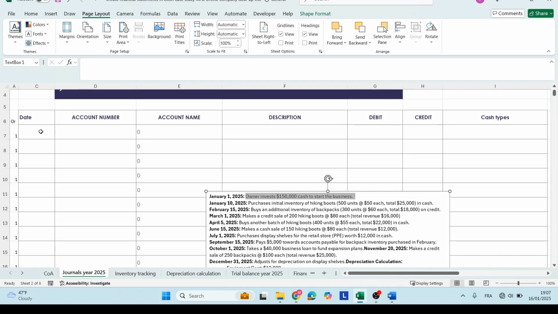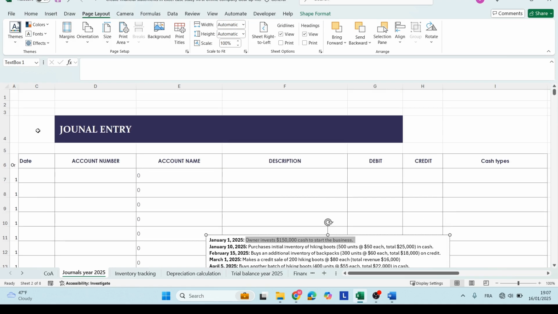Let's start with our section. Here we have, on 1st January 2025, the owner invests 150,000 cash to start the business. Here we need to record the transaction for the creation of the company.